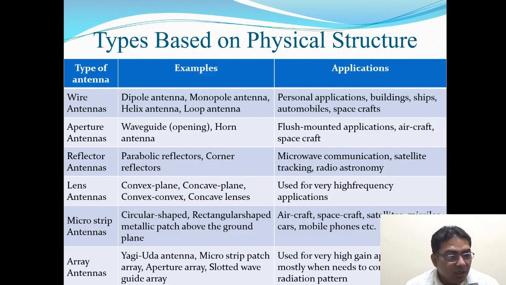Then coming to the aperture antennas, these are the waveguide and the horn antenna. Their applications are flush mounted applications, aircraft, and spacecraft. Now the next antenna is the reflector antenna. Reflector antennas are nothing but a passive device which reflects a given antenna. There are different types of reflector antennas. It can have a planar reflector, corner reflector, or parabolic reflector.